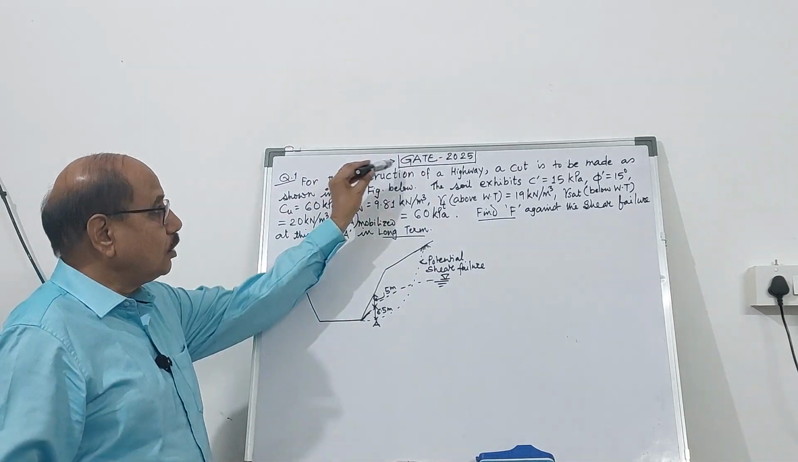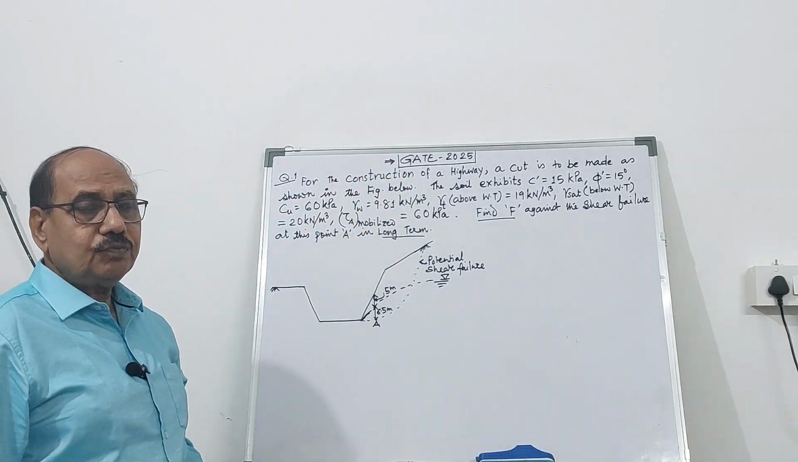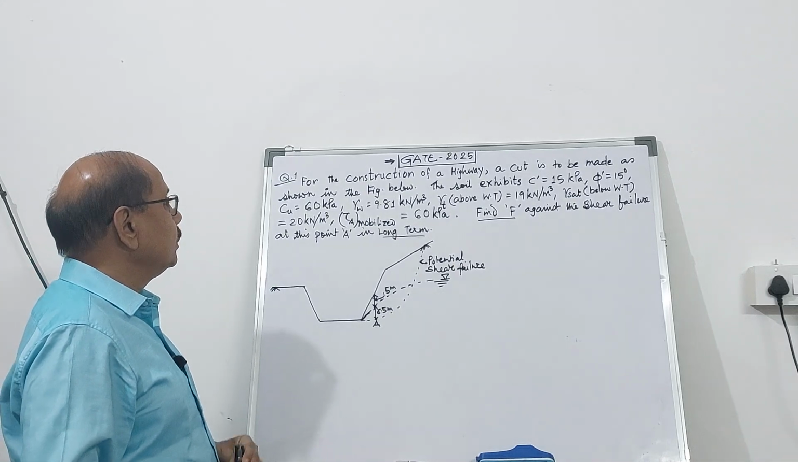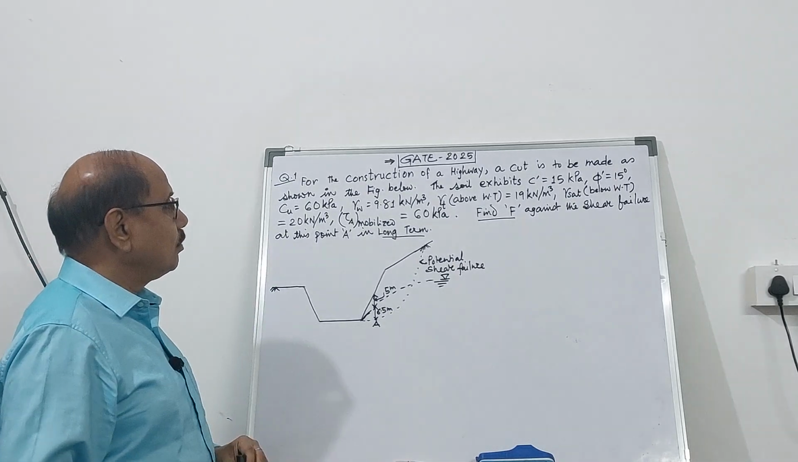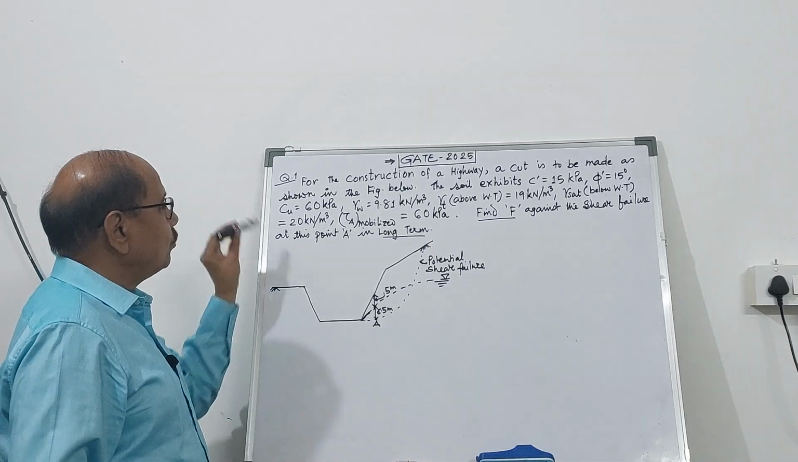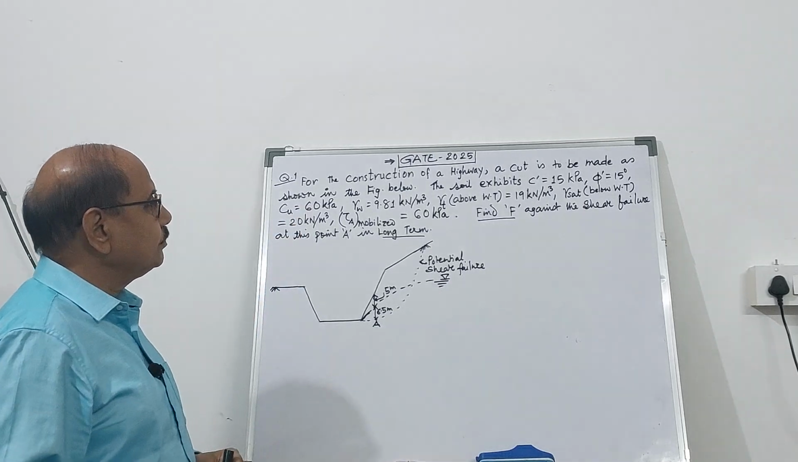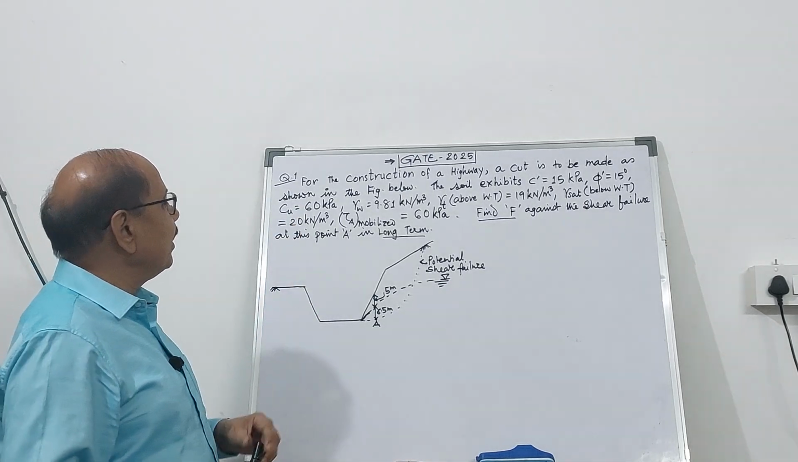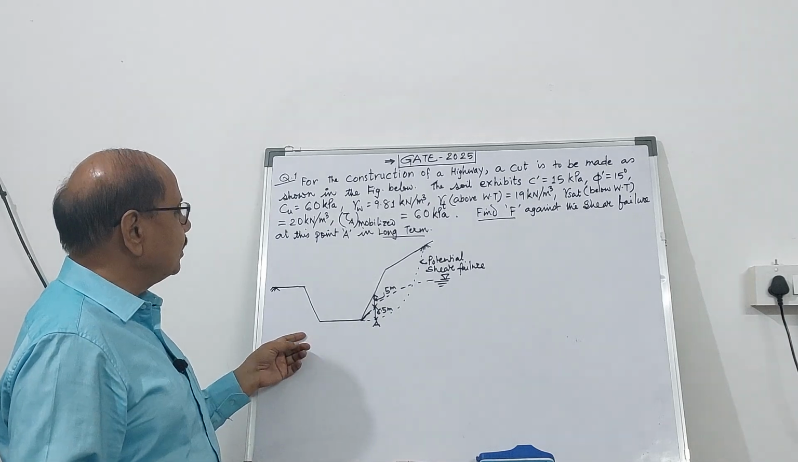This is a GATE 2025 problem, forenoon session. One of the questions: for the construction of a highway, a cut is to be made as shown in the figure. The figure is given.